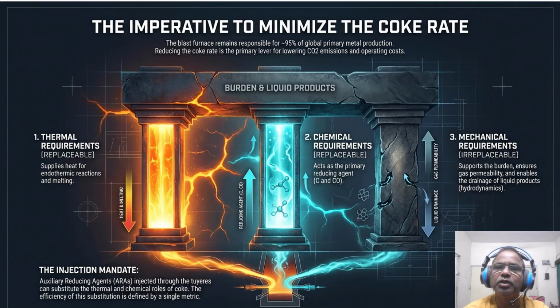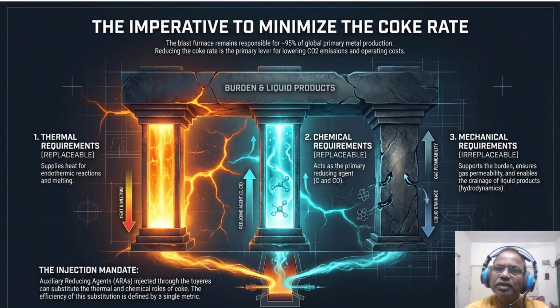The first two, thermal heat for melting, chemical agent for reduction, are replaceable through auxiliary agent. However, the third pillar, the mechanical role, is irreplaceable, and that is the reason in any context, either hydrogen injection or any fuel injection, we need to stick to this basic. So coke is the only material that remains solid in the lower furnace to ensure gas permeability and liquid drainage.